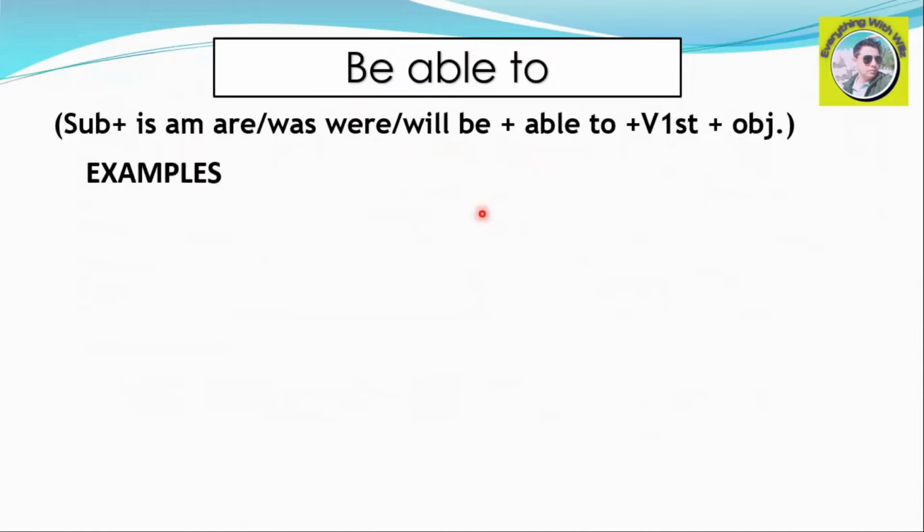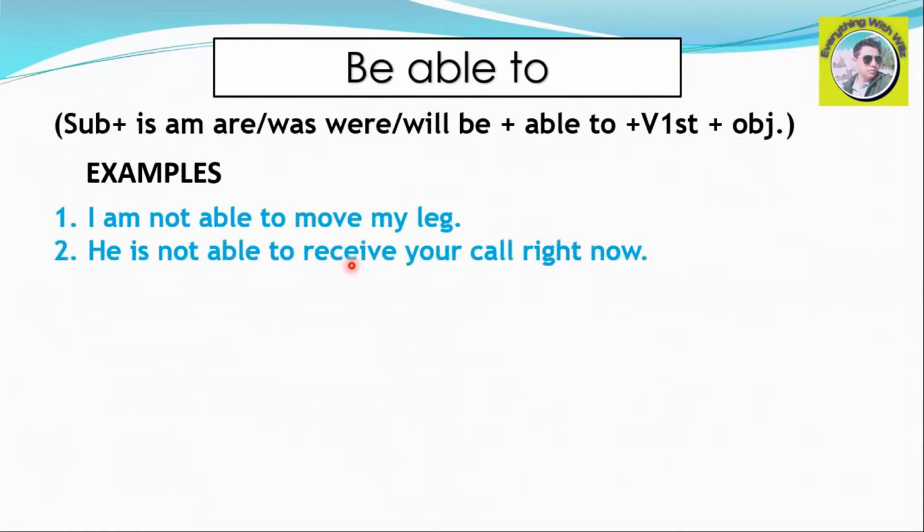For example, number one: I am not able to move my leg. This means for the temporary time, at this particular time, I'm not able to move. Maybe I have some problem, I got injured or something like that. Number two: he is not able to receive your call right now. He's not able to receive your call right now means that at this moment, he is not able to receive the call.